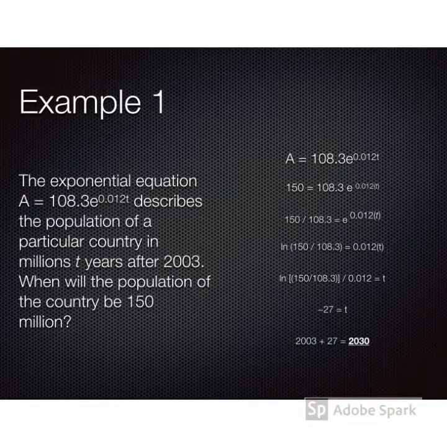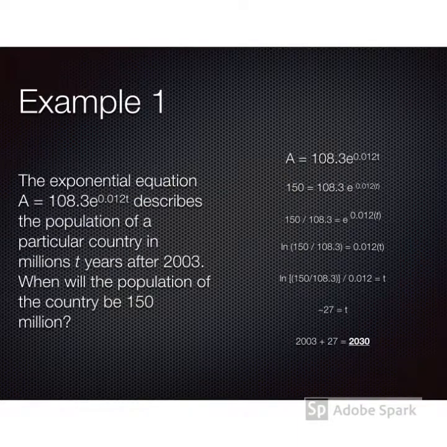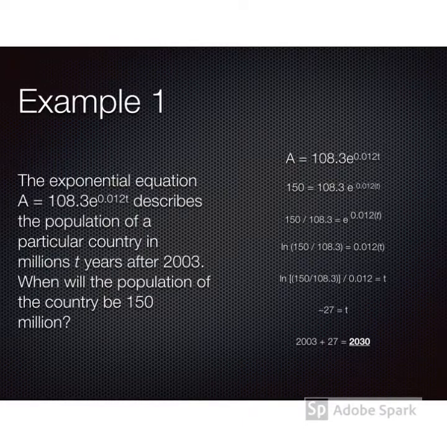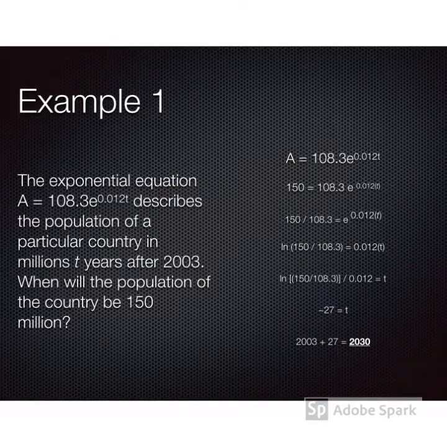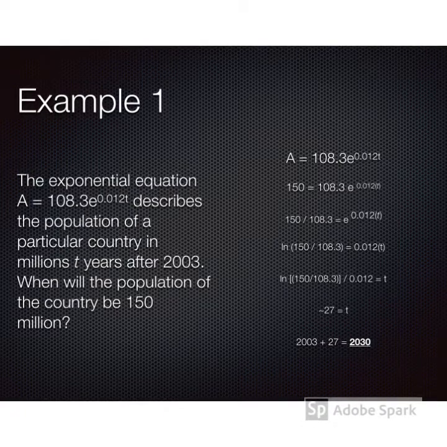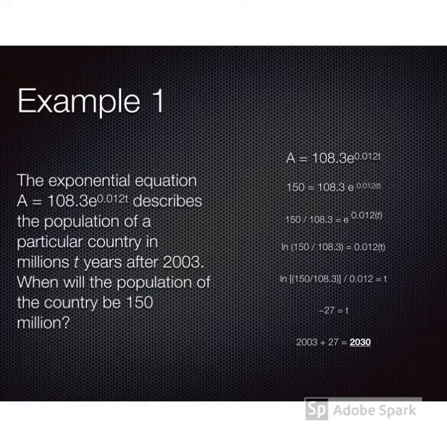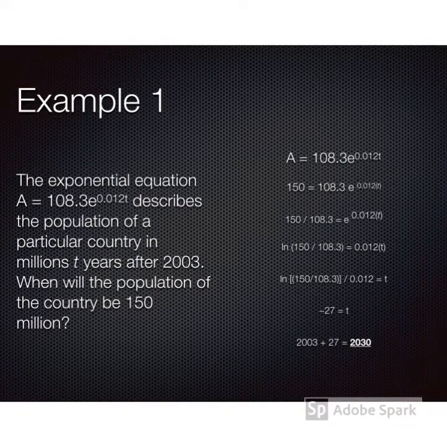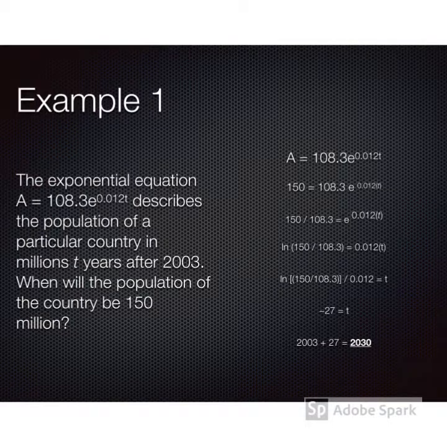If we look at this first example here, the exponential equation A equals 108.3 e raised to the 0.012t describes a population of a particular country in millions, which is emphasized by t, years after 2003. When will the population of the country be 150 million?